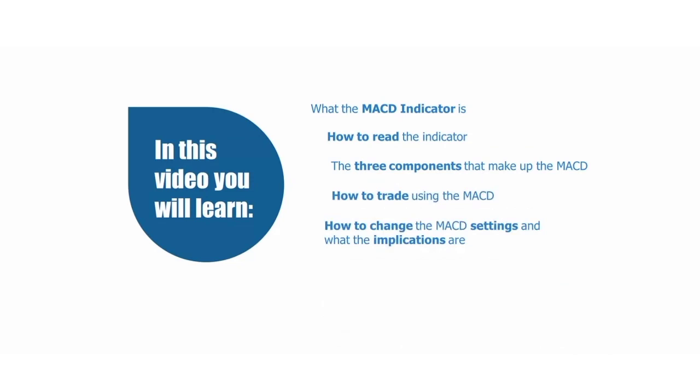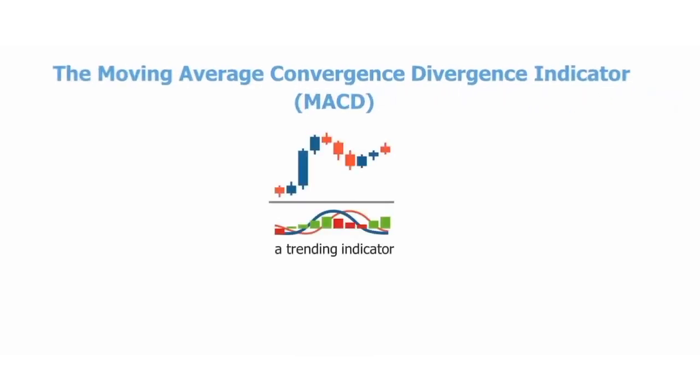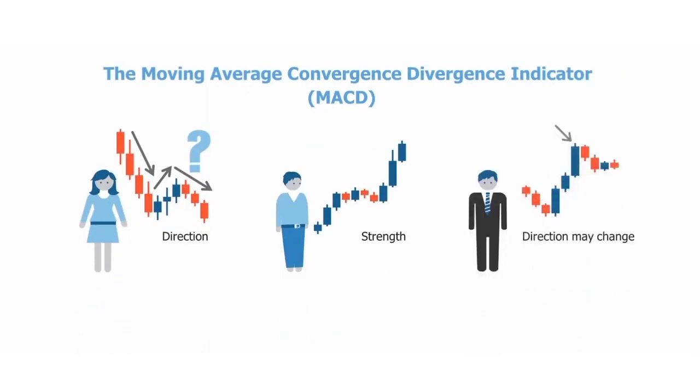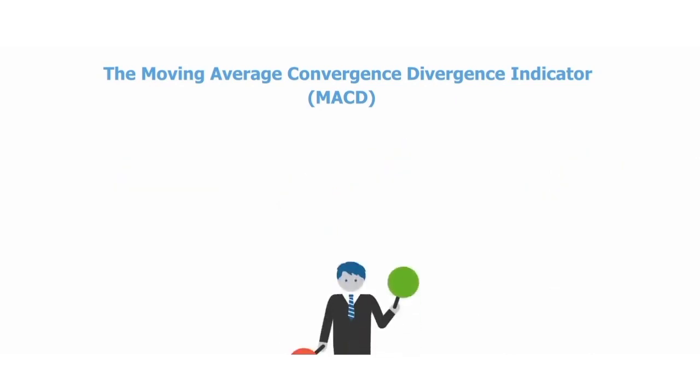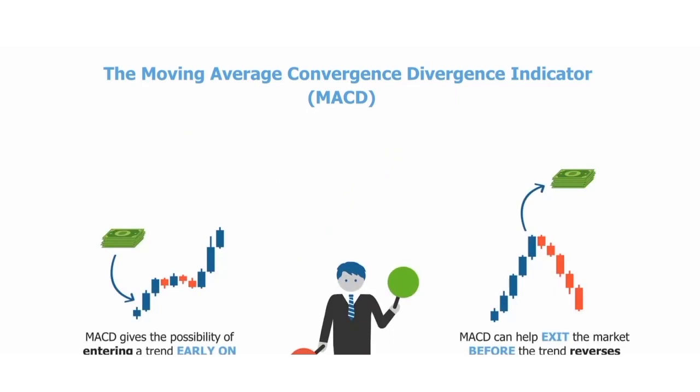The Moving Average Convergence Divergence Indicator, or MACD as it is known, is mostly used as a trending indicator. It helps traders determine the market direction, the strength of move, and when that direction may change. Although it lags behind price, it gives the trader the possibility of entering a trend early on and can at times help a trader exit the market before the trend reverses.